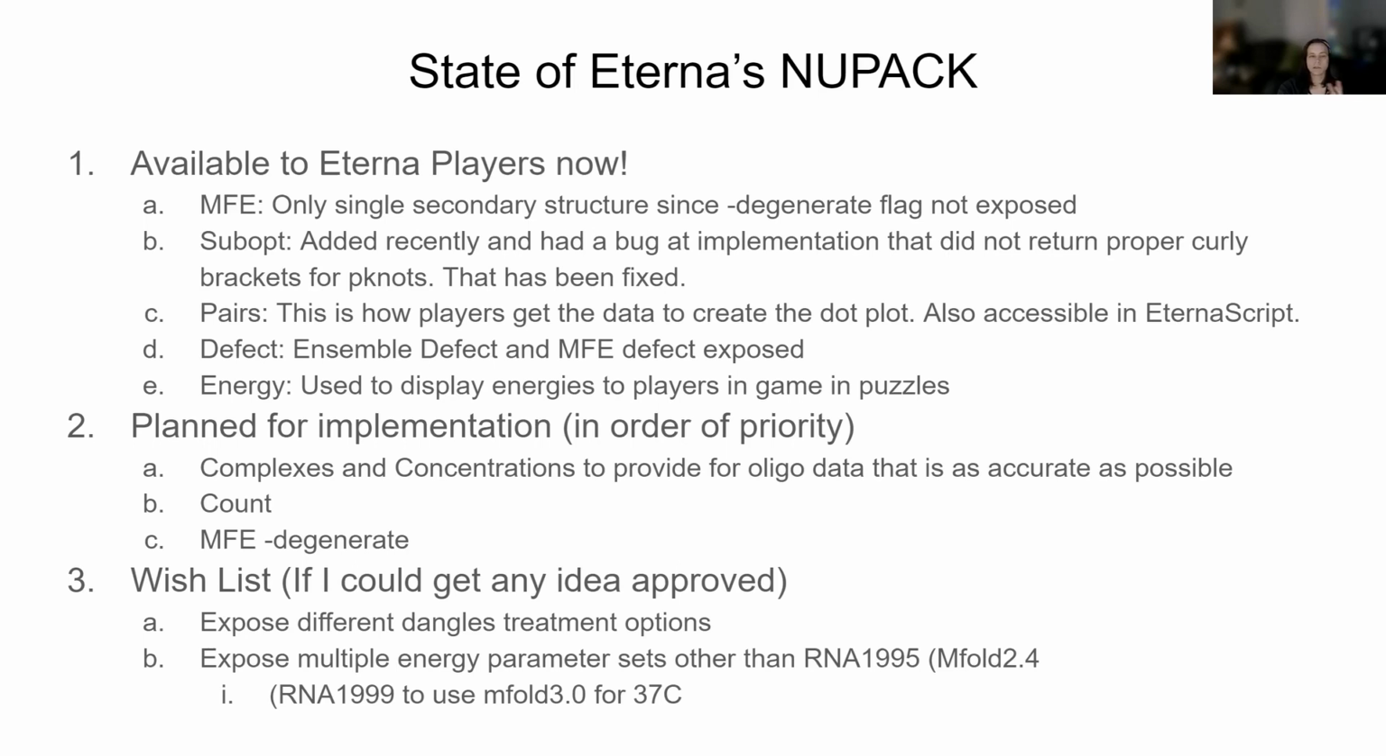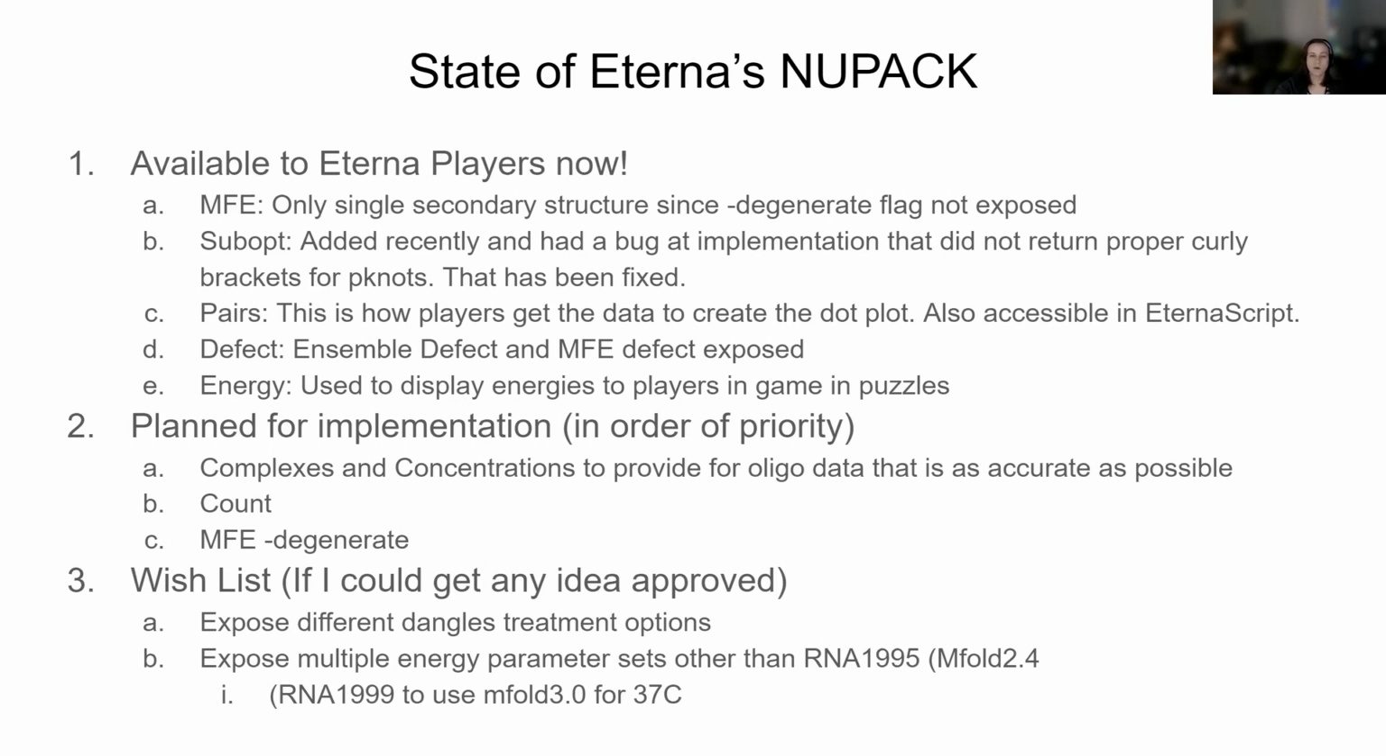There was a bug fix to address a bug introduced at the time of implementation. That's been fixed. We can get pairs. That's very easily accessible, and that's actually what you see in the dot plot. It's created from pairs. You can also get that in Eterna script. You can get all the other ones in Eterna script too, but I just thought I'd mention that.